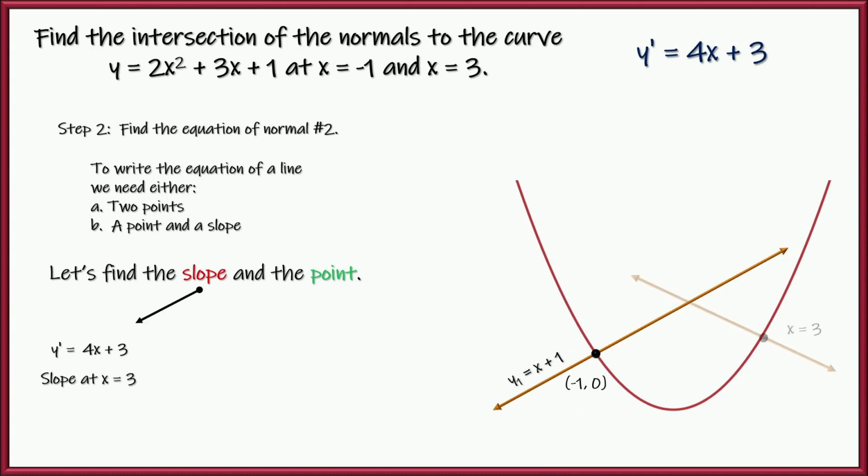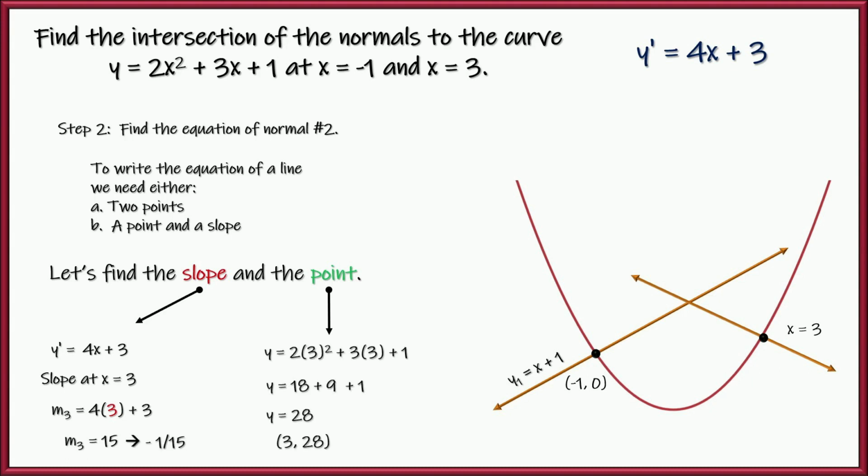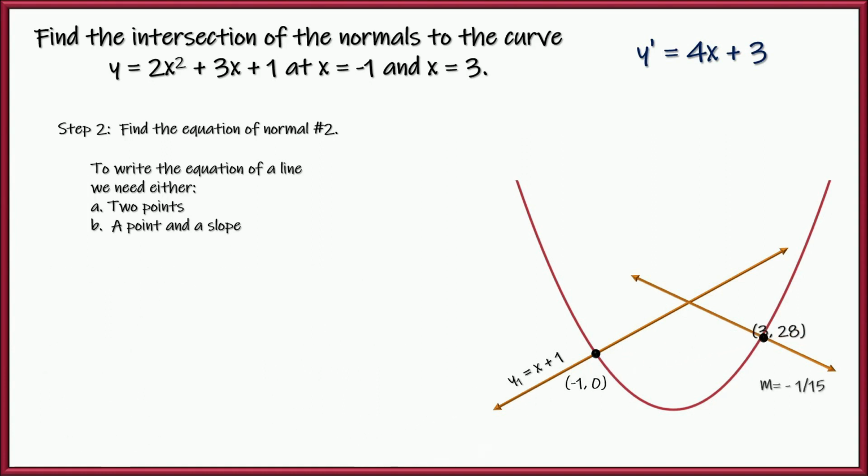Now let's do the same thing for x equals 3. All right, let's find the slope at 3 by plugging in 3 into the derivative. So we're going to get 12 plus 3, which is 15. So the slope of the tangent line is 15, which means our normal line is going to be a slope of -1/15. All right, the point, we're going to just take 3, plug it in, and we're going to get 28. So our coordinate is (3, 28). And the slope that we're going to be using is -1/15.